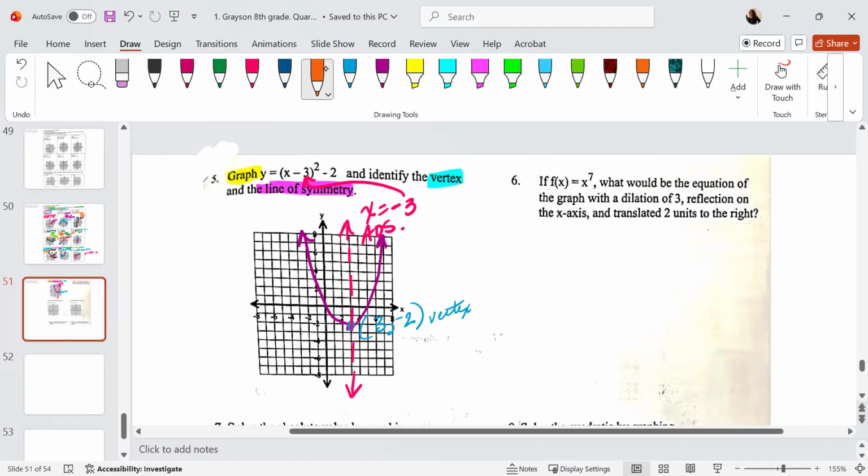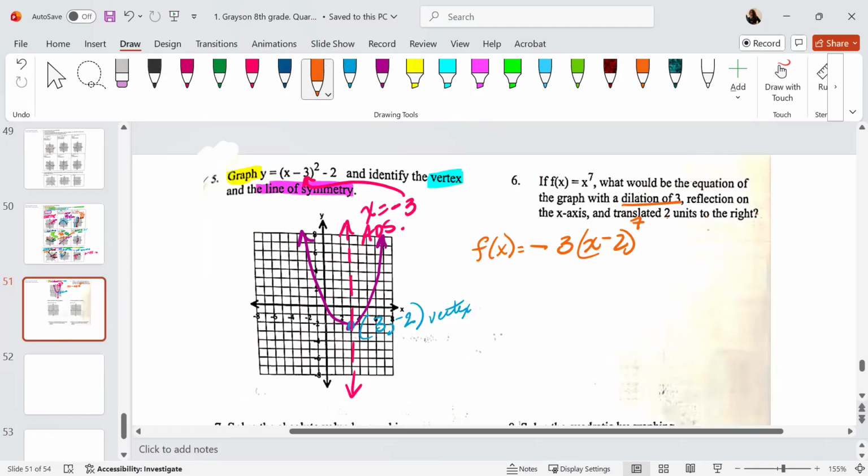Number 7. What would be the equation of the function with a reflection on the x-axis and translation to the right? Reflection on the x-axis, so that'll be a negative like that, right? And translate 2 units to the right. It'll be minus 2 like that, correct? It's not going up or down, correct? Okay, this is the equation, right?